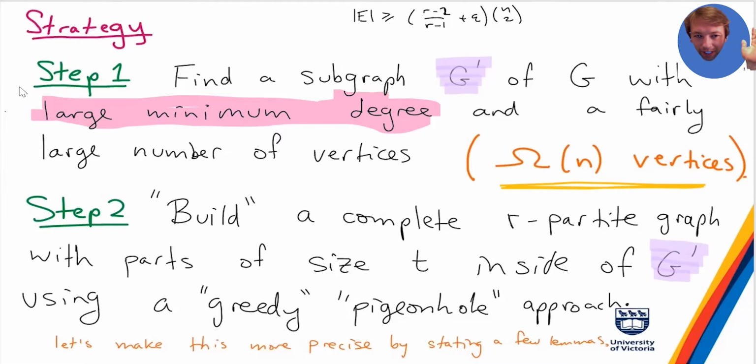Okay, so this is a very high level overview. There's maybe not that much that you necessarily need to understand from this, but this tells us where we're going. So are there any questions about that? Okay, let's make this a little bit more precise by stating a few lemmas.